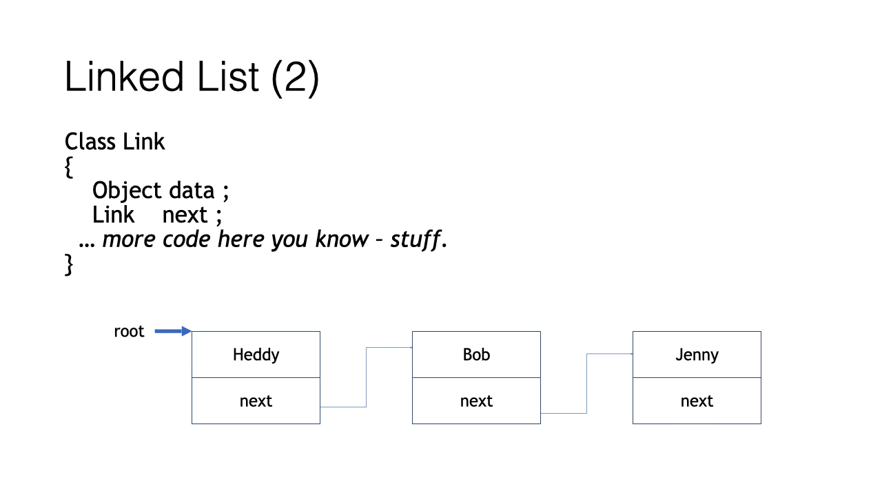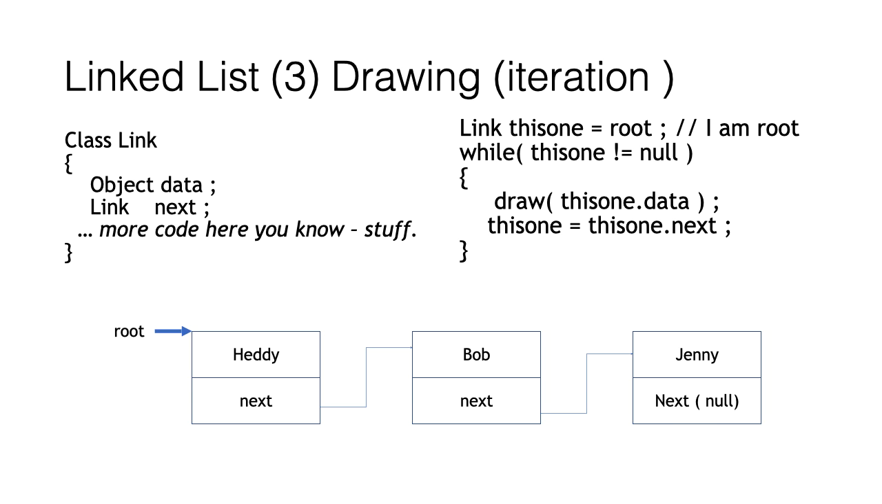So let's have a look at drawing. This is very simple. We start off with the root. I am root, and root points to the list. So the first item in the list basically calls draw. It says heady.draw. And then it sets the item in the list. So this is our pointer, and it points that to the next item. It gets the next item in the list, and that becomes Bob.